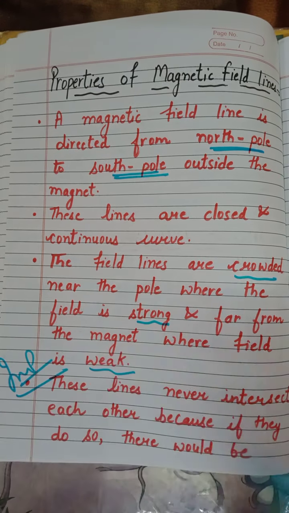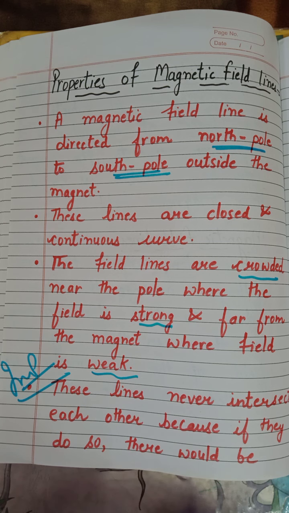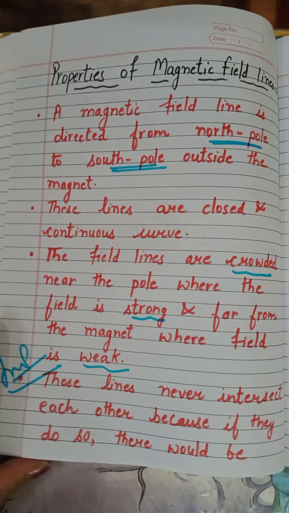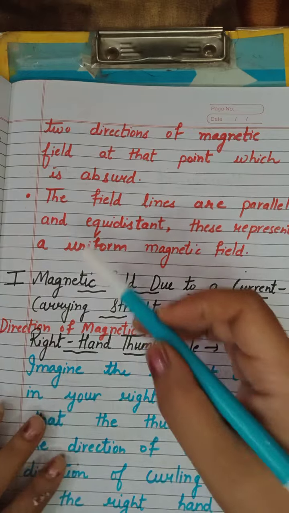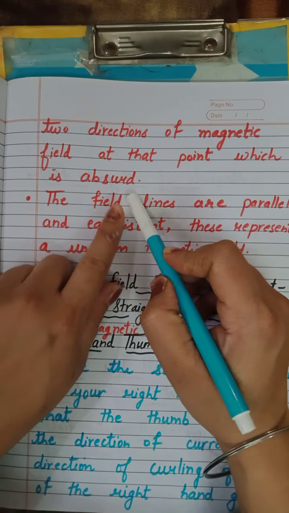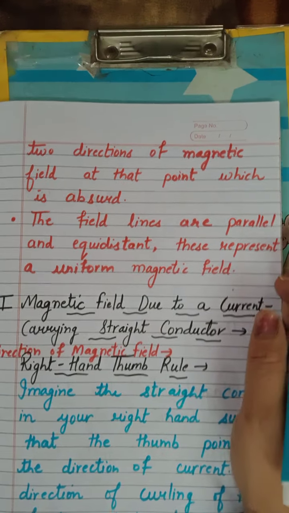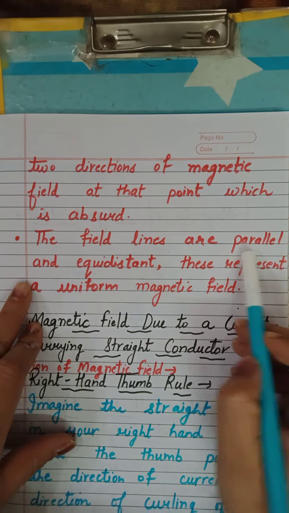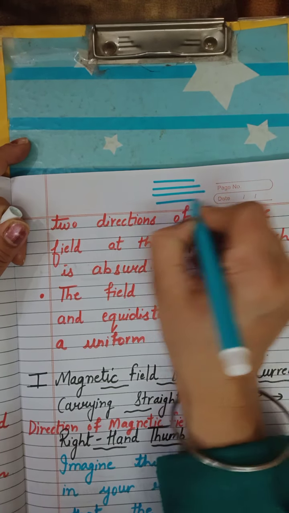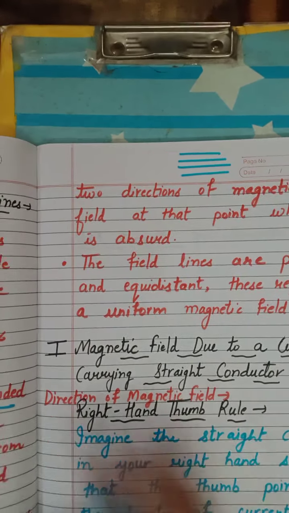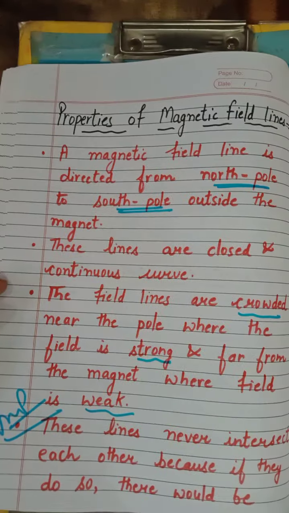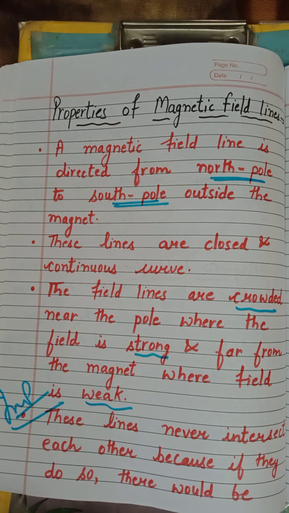And this is the question which is frequently asked in the exam: why the 2 magnetic field lines do not intersect with each other? Reason: there will be 2 directions at the same point, which is not possible, which is not true. फाइन. And then where the lines are parallel and equidistant, जहाँ पे लाइन्स आपको पैरेलल और सेम डिस्टेंस पे मिलेंगी, there what are they representing? There they will be representing a uniform magnetic field.